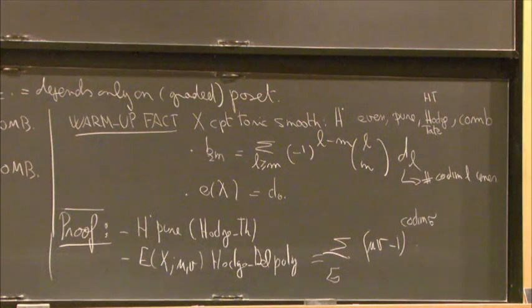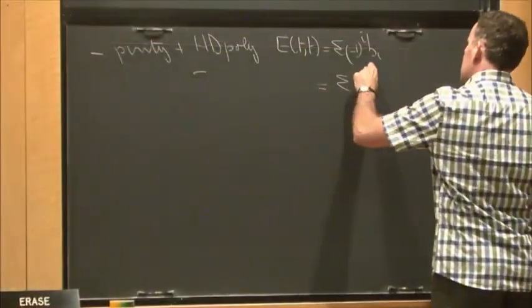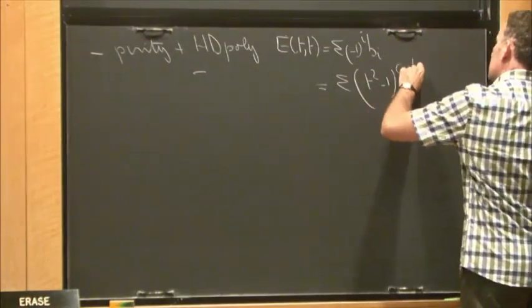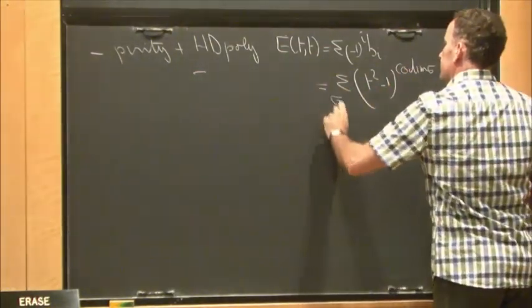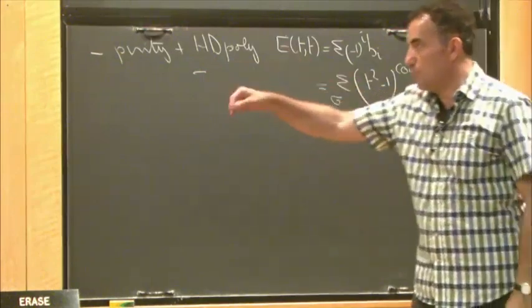But now, because it's pure, you combine the two facts: purity plus a special form of the Hodge-Deligne polynomial. By purity, you get that E of TT is the alternating sum of the Betti numbers. And so you get that this alternating sum of Betti numbers, according to that formula, is this. So you get all three propositions.